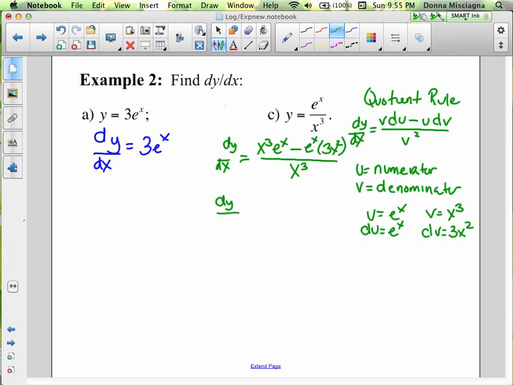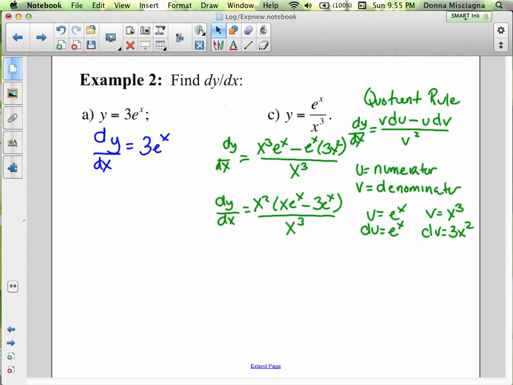So dy/dx is equal to, well, both x cubed e to the x and e to the x times 3x squared are divisible by x squared. So let's factor that out. We're going to factor out the x squared, and then we're going to have in parentheses x e to the x minus, and let's put the 3 first, 3e to the x, all divided by x cubed. Well, you could reduce that and only have an x in the denominator here.